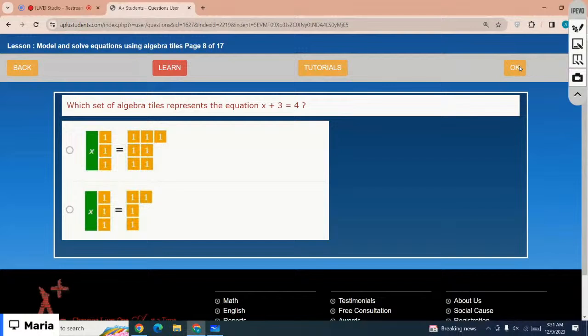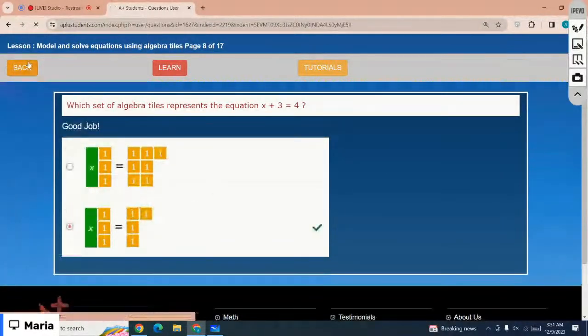That is x plus 3 equals 7. The correct one is equation number 2. Yes, 2 is the correct option, right? You can complete the lesson by yourself later today. Let me just move on to the next lesson.